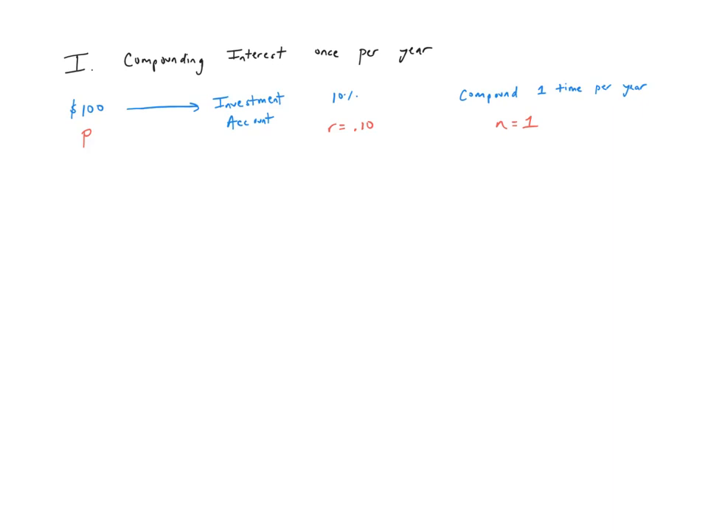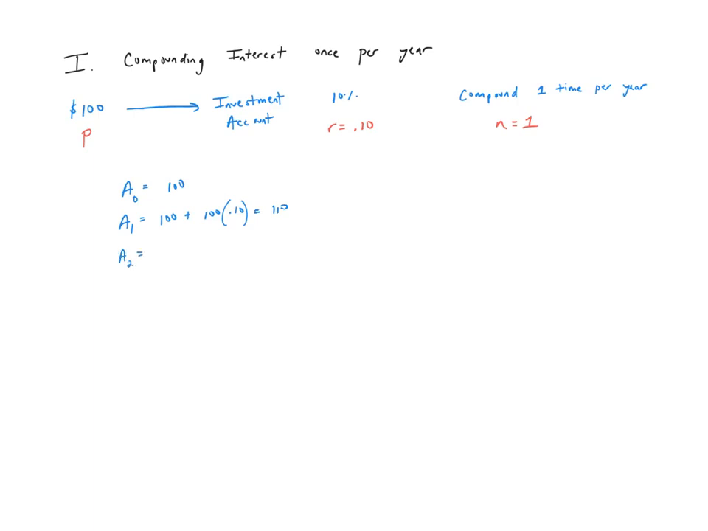We are interested in the growth of money in our account. Now a sub 0, which is the amount of money in our account in the beginning, is equal to $100. After 1 year, we have a sub 1, which is $100 plus our interest payment, 100 times 0.10. So after 1 year we have $110 in our account.